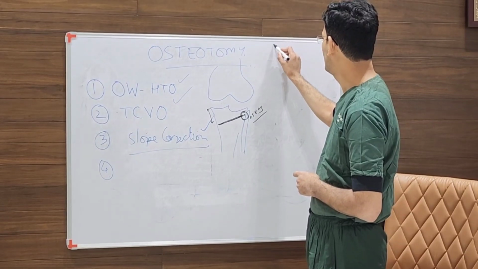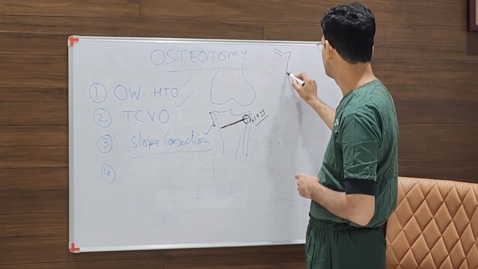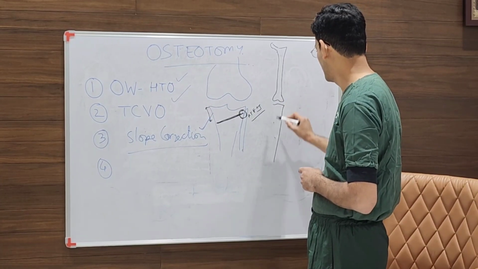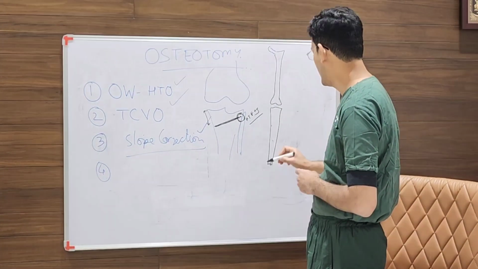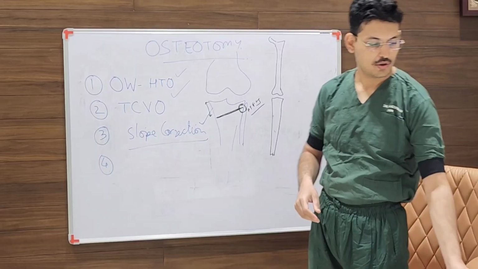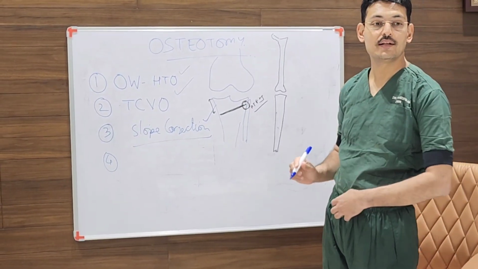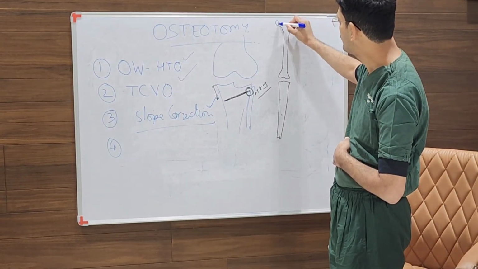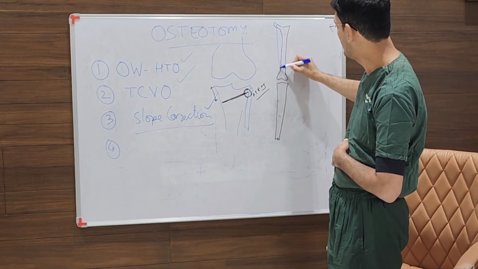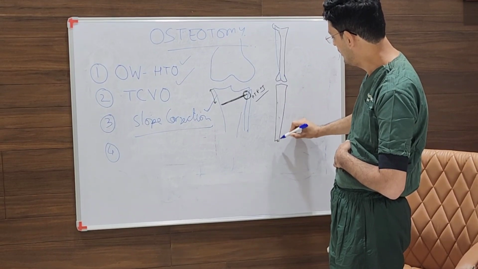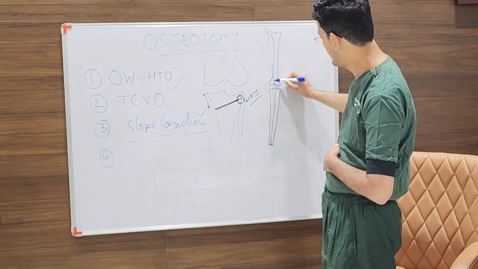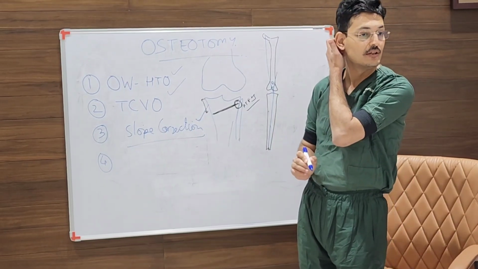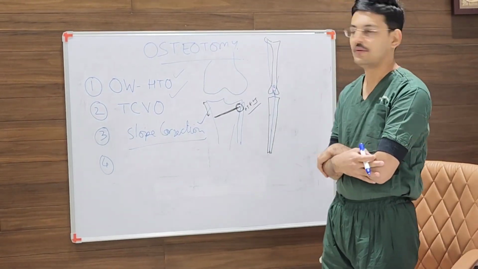So if this is your hip joint, and this is your ankle joint, there are two methods to calculate the correction. The first method is called the Dugdale's method, in which we take this line and this line, and this angle is the angle of correction. So this is called the Dugdale's method.